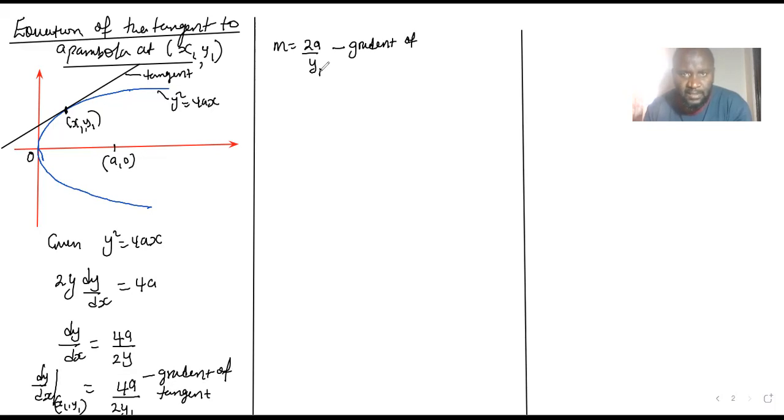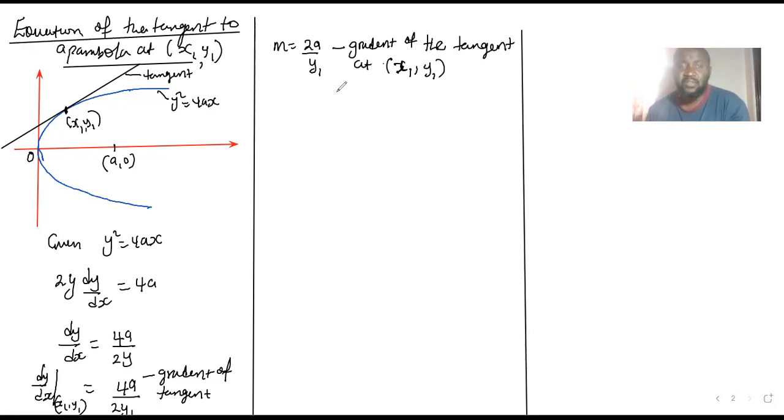of the tangent at (x1, y1), the tangent to the parabola.